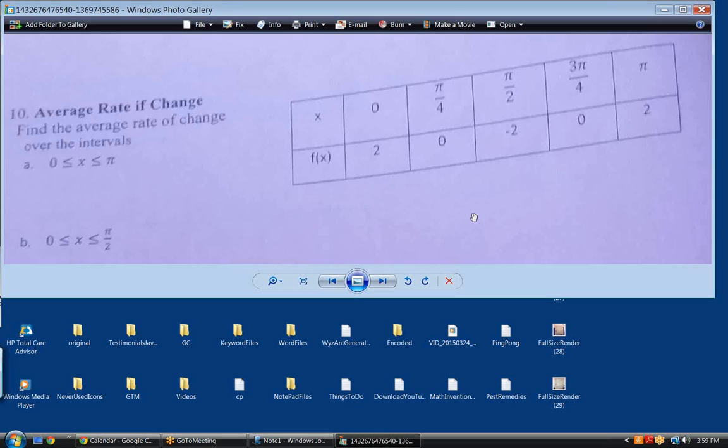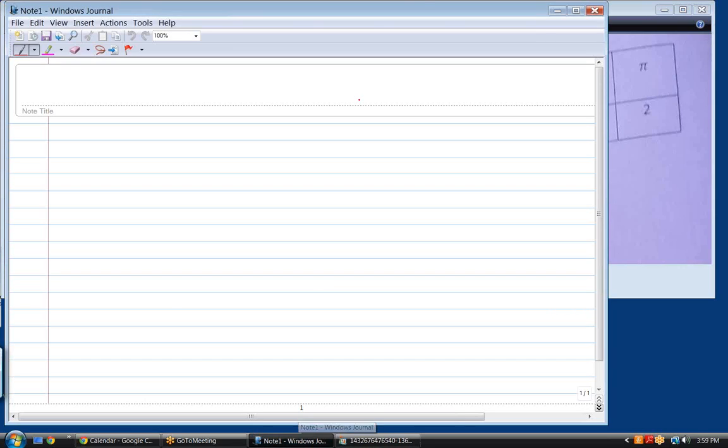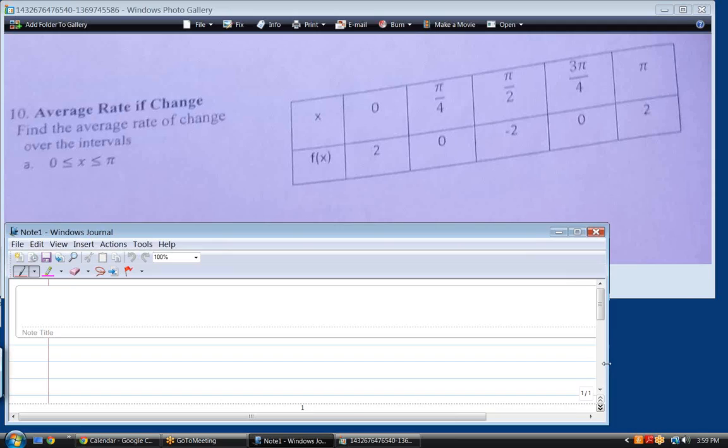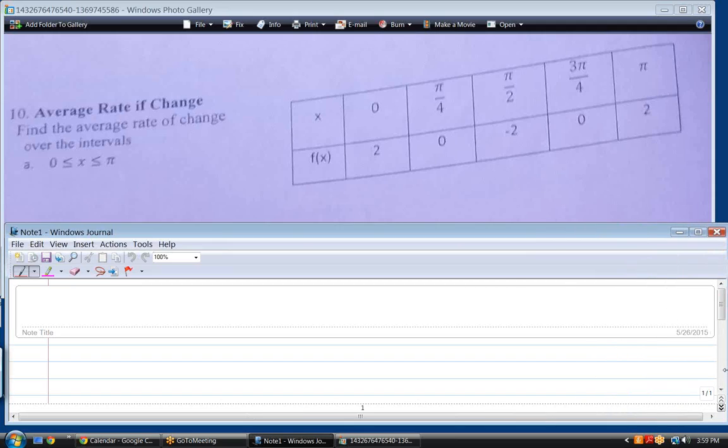Let's talk about average rate of change. Is this where we should begin, number 10? Mitch, should we begin at 10? Mitch, you still there? You seem to have lost audio.